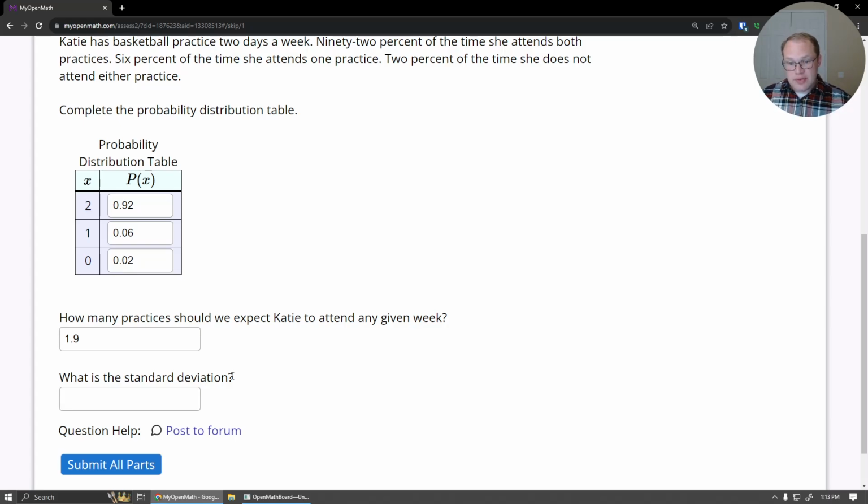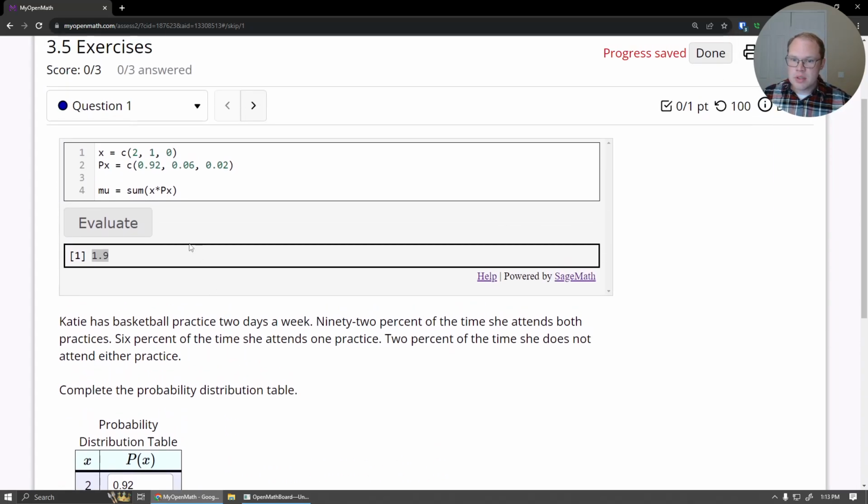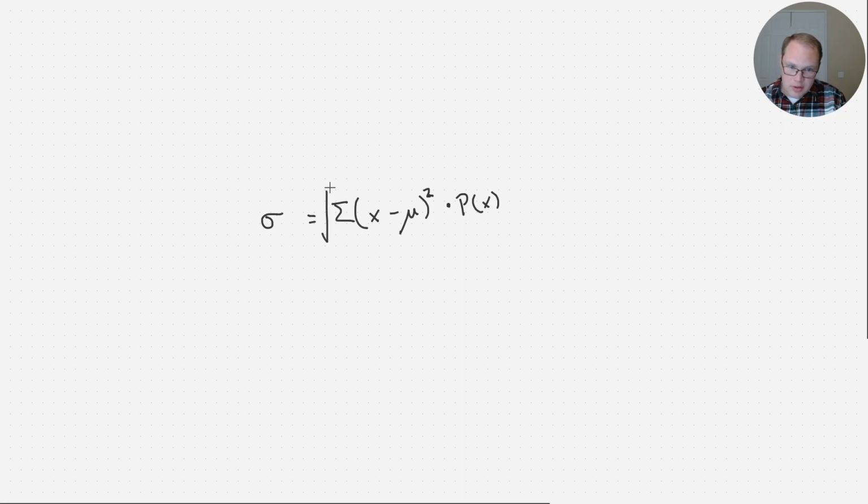What is the standard deviation? Okay, so that's the new formula. So I'm going to use the mu I already calculated together with this gnarly formula for standard deviation. Just as a reminder, it's x minus mu squared times the probability that x happened, add it all together, throw it under a square root. Okay?